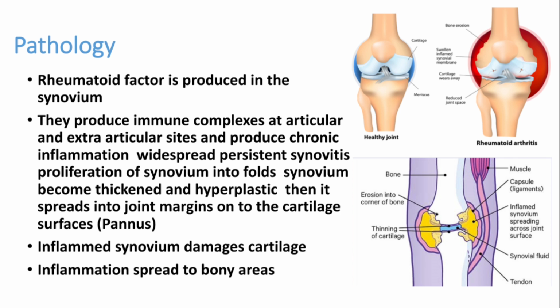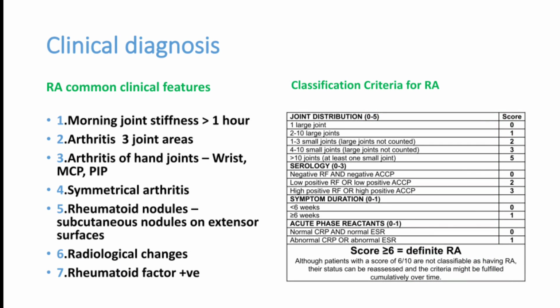Now we can see the clinical features of RA. So there are some main features. Morning stiffness is one of the most important clinical features of rheumatoid arthritis. Many other joint diseases also can have morning stiffness. So difficulty in flexing and extending the joints, that is classical, especially in the hand joints. That is more than 1 hour. Early morning stiffness which lasts more than 1 hour is a classical finding.